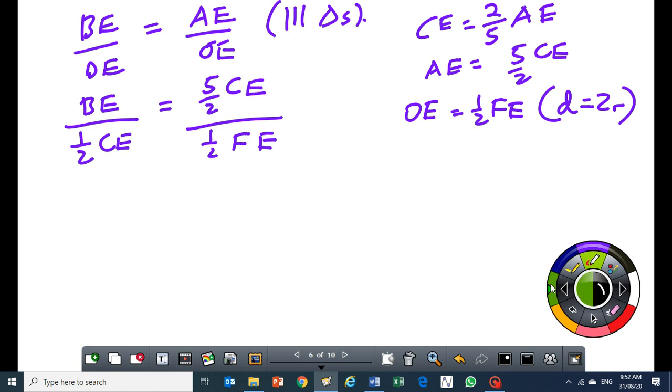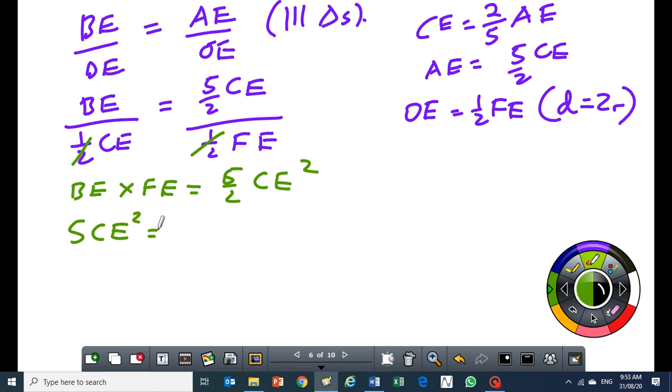Okay? Right? Those two cancel. Right? Cross multiply, then you get BE times FE equal to 5 over 2 CE squared. Then you multiply both sides by the 2, so you get 5 CE squared equal to 2 BE. Right? I like these questions because you cannot make a plan. Okay? And then you are done.